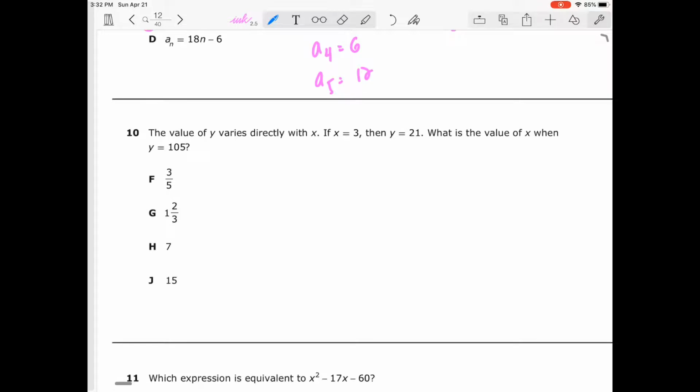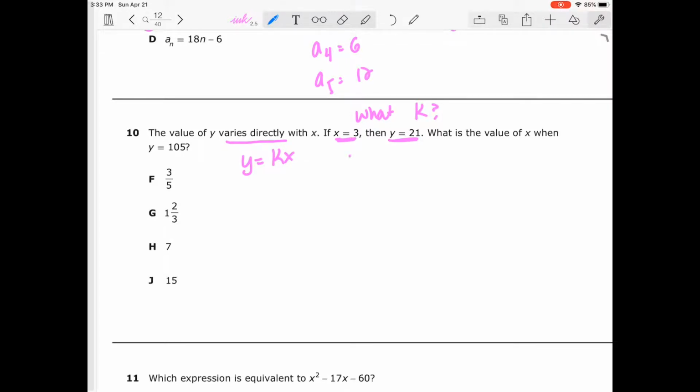All right, number 10. It tells us that y varies directly with x. When we talk about y varying directly with x, that's y equals kx. I know that if x is equal to 3 and y is equal to 21, we're looking for the value of k. We want to know what is k, what's our constant.